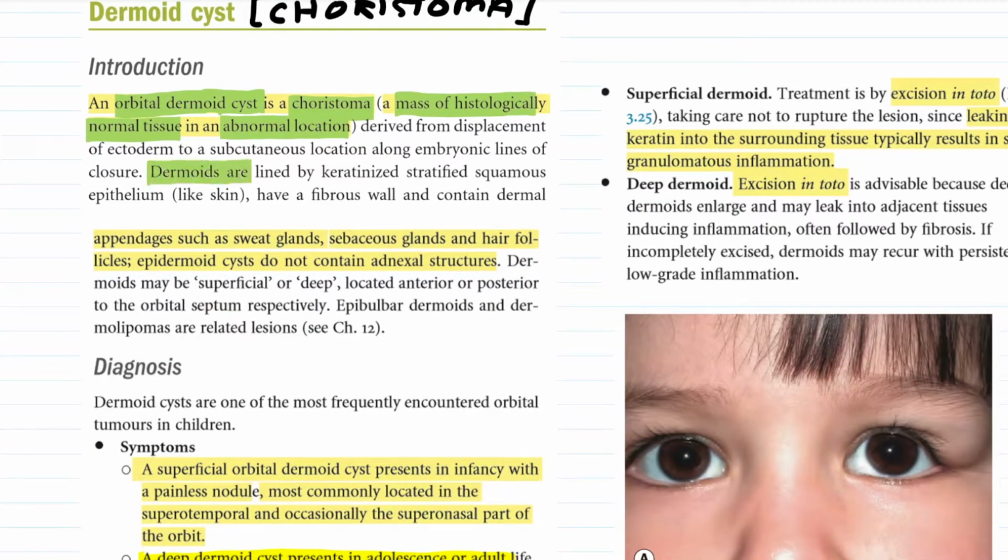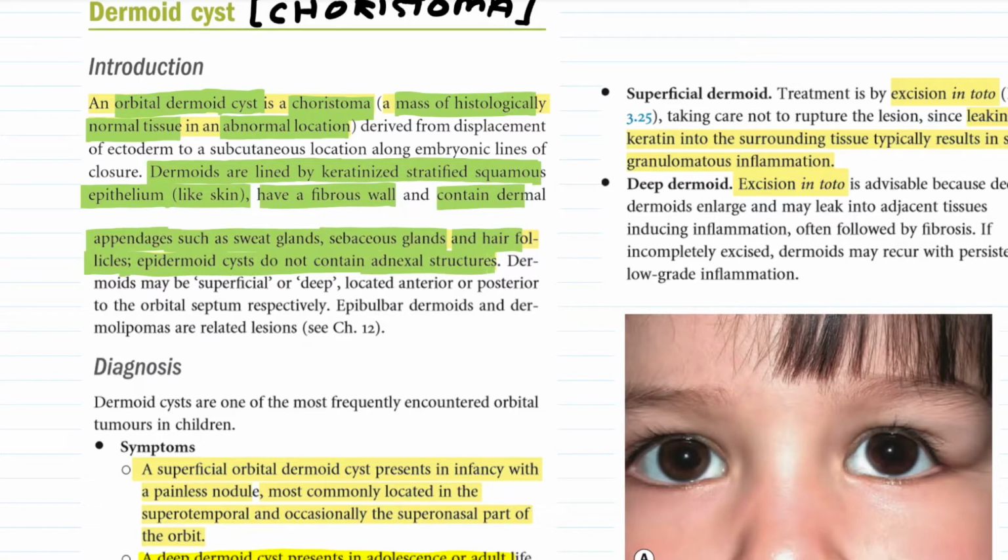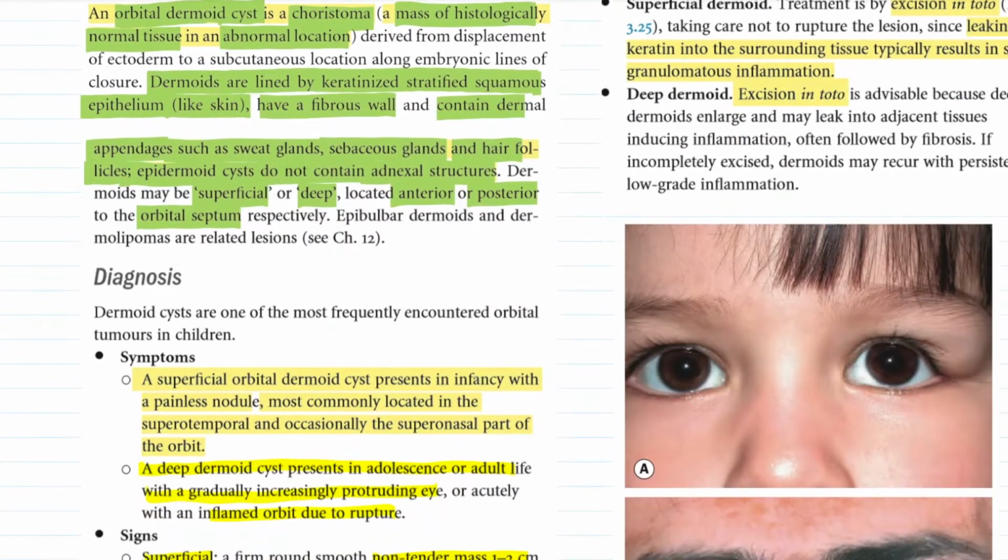Dermoids are lined by keratinized stratified squamous epithelium like skin and have a fibrous wall and contain dermal appendages such as sweat glands, sebaceous glands, and hair follicles. Epidermoid cysts do not contain adnexal structures. Dermoids may be superficial or deep, located anterior or posterior to the orbital septum, respectively. Epibulbar dermoids and dermalipomas are also related lesions.